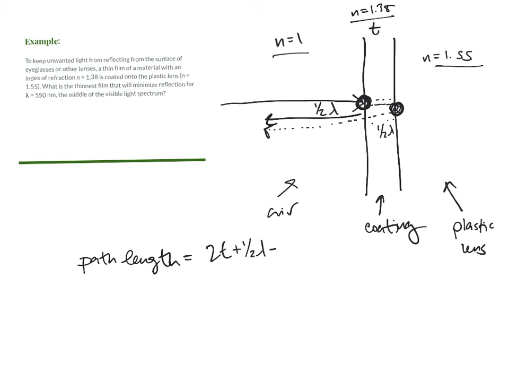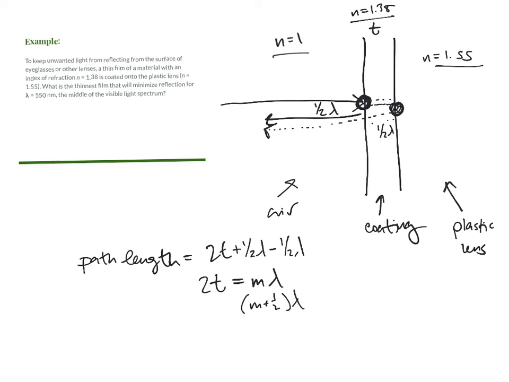minus the path length of the not dotted one, the initially reflected one, minus half lambda. So the half lambdas cancel out and go away. So our path length ends up being just 2t, which makes sense because if both waves are flipping, then really the whole thing is trivial and you just have to consider the thickness of the film. All right, then we have to set that equal to either m times lambda or m plus 1/2 times lambda. And that's based on constructive or destructive.